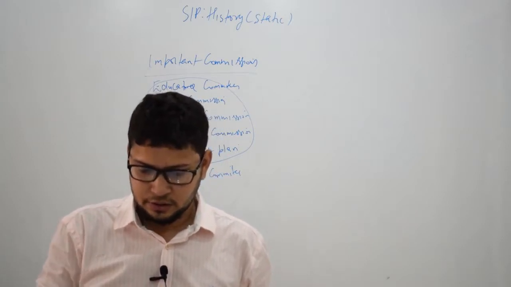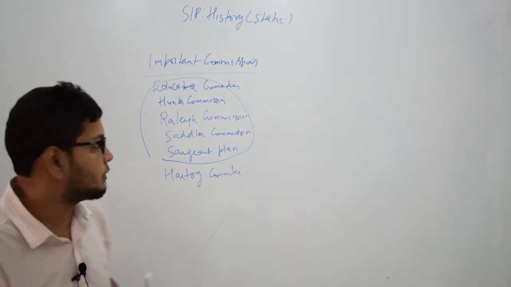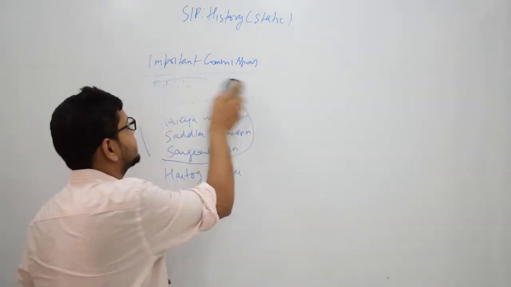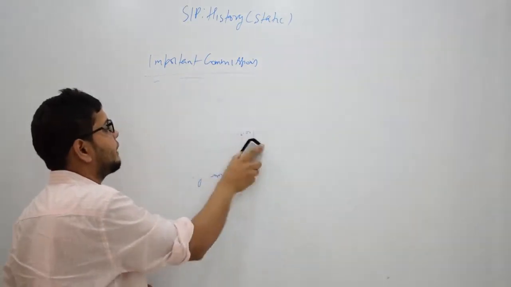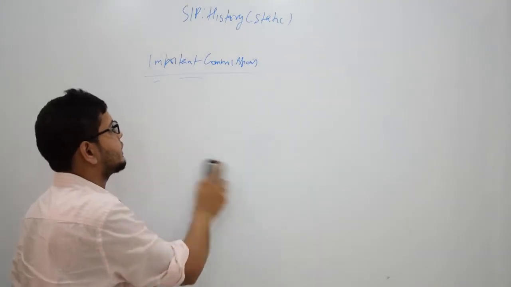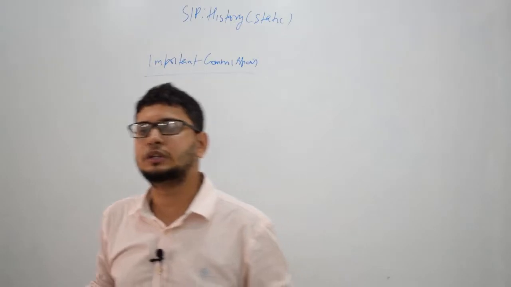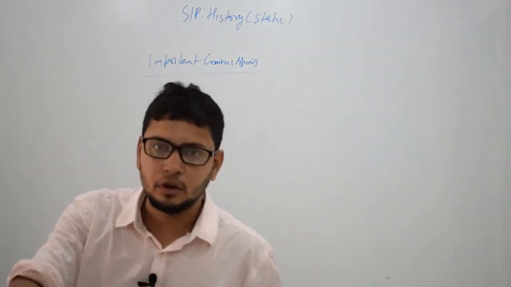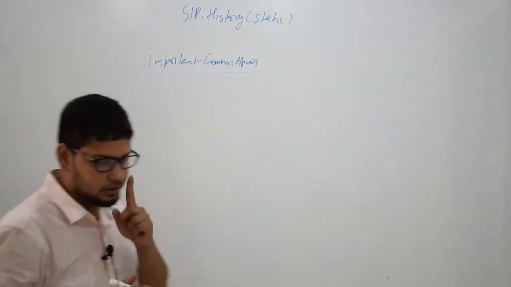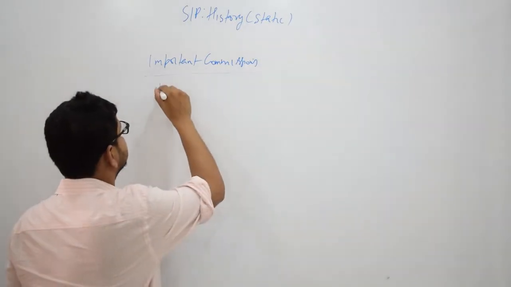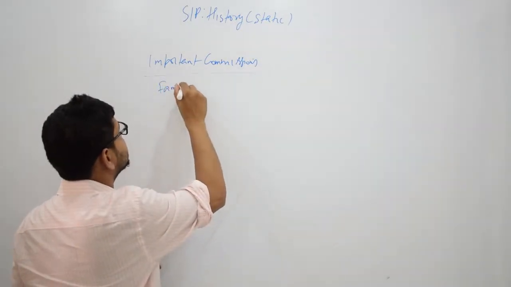Next we have Famine Commissions. As you know, famines were a very integral part of the British Raj in India, and therefore to counter famines, a number of commissions were established in India. So let us discuss the commissions.